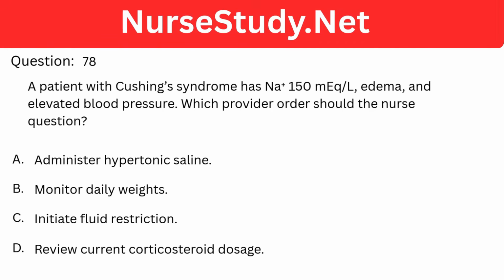Question 78. A patient with Cushing's syndrome has sodium 150 milliequivalents per liter, edema, and elevated blood pressure. Which provider order should the nurse question? A. Administer hypertonic saline. B. Monitor daily weights. C. Initiate fluid restriction. D. Review current corticosteroid dosage.